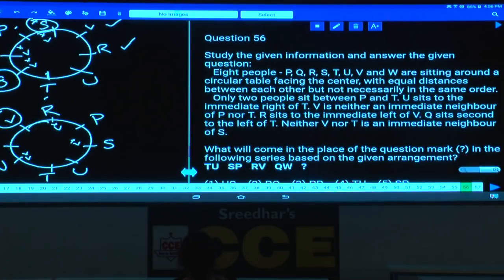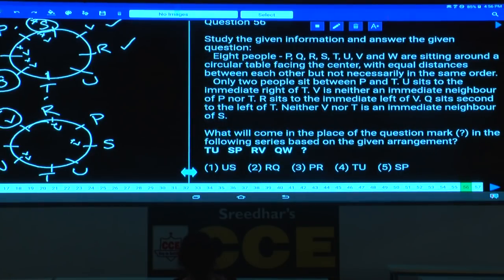Then question number 56. And what will come in place of the question mark in the following series based on the given arrangement? T and U. Now between T and U, tell me how many persons are there? 1 person. 1 person to the right hand side of T is U. And again, U and S and TUSP, RV, QW, TUSP, RV, QW. After this W, again who is the person here?